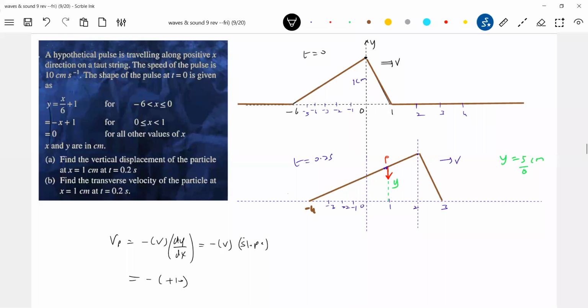So what is the slope? Slope is positive. How much should the slope be here? 1/6. So 5/3 centimeter per second. What do you mean by 5/3? Downward, no? Negative means downward. What about this particular point? It will have velocity upward.